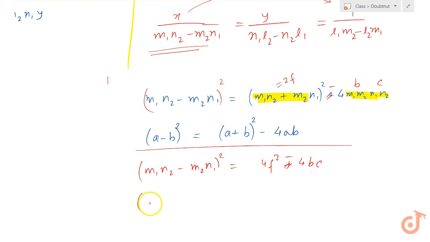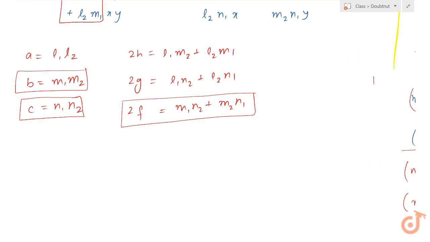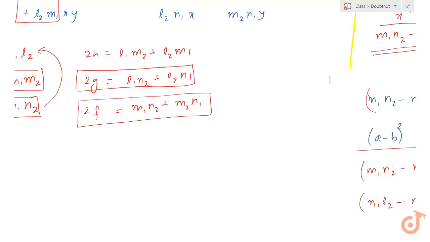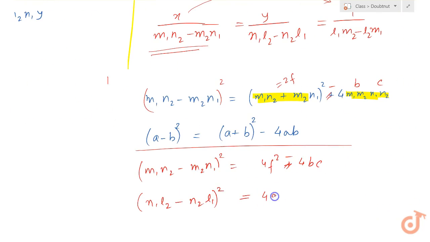Similarly, I can also find out N1 L2 minus N2 L1 whole square. In this case, I'll have to look at what N1 L2 plus this is, right? And then I'll have to figure out this AC and 2g whole square. So this will become 4g square minus 4ac.